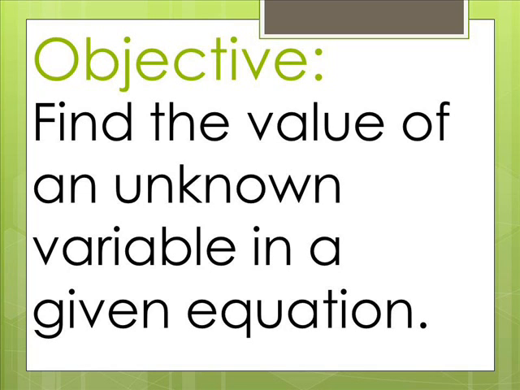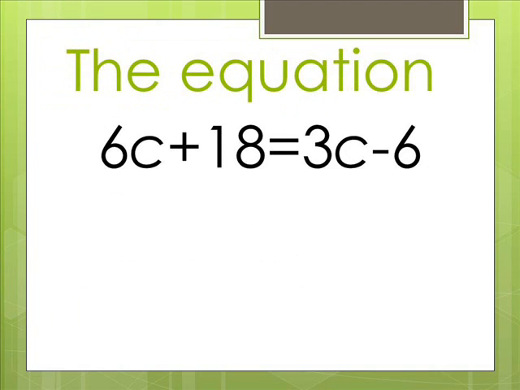The objective of this short video is to help you learn how to find the value of an unknown variable in a given equation. So let's take this beast here. This is our equation. It states the following relationship: 6c plus 18 equals 3c minus 6.